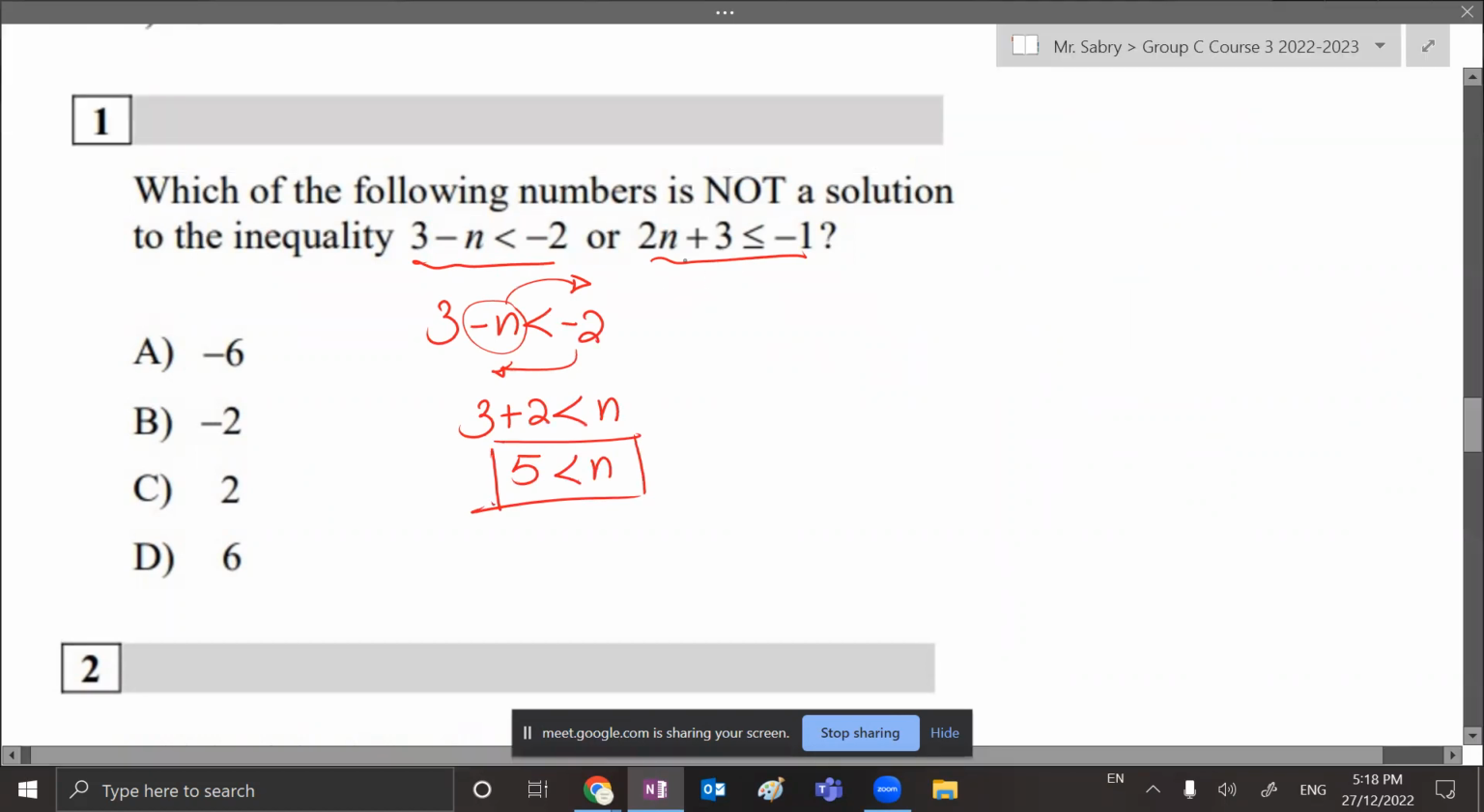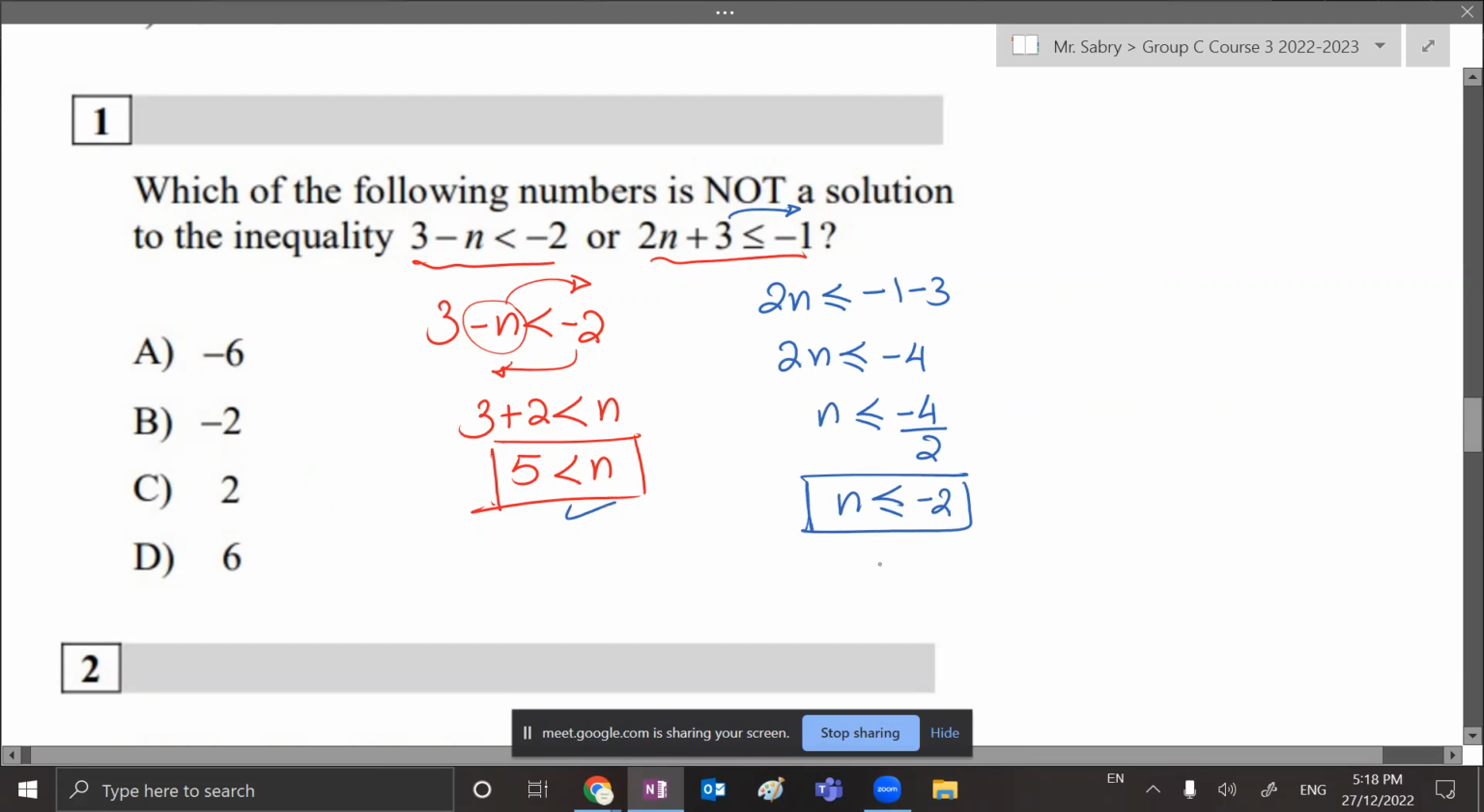Now the second, I'll move the 3 to the other side, so I'll have 2n less than or equal to negative 1 minus 3, which means 2n is less than or equal to negative 4, which means n is less than or equal to negative 4 divided by 2, which means n is less than or equal to negative 2. So now I have two solutions.